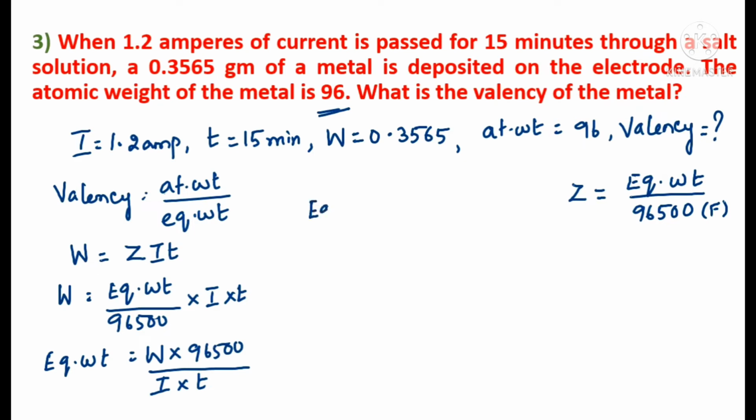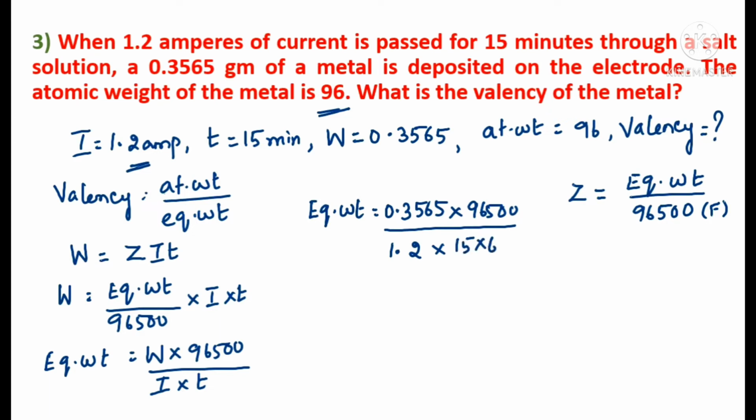What is the equivalent weight? Equivalent weight is equal to, what is W? It is 0.3565 into 96,500 divided by, what is I given? It is 1.2 amperes, is it not? And the time is given as 15 minutes. It's given in minutes, is it not? That should be converted to seconds. So how to convert it into seconds? We should multiply with 60. Understood? Now 15 into 60. So now simplify this. What is the answer?